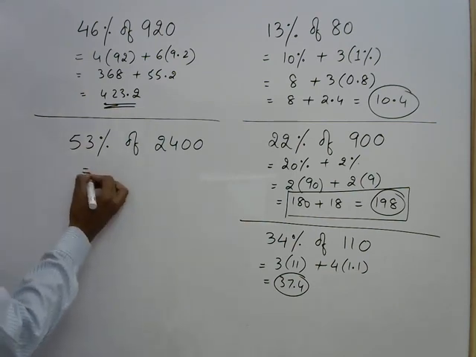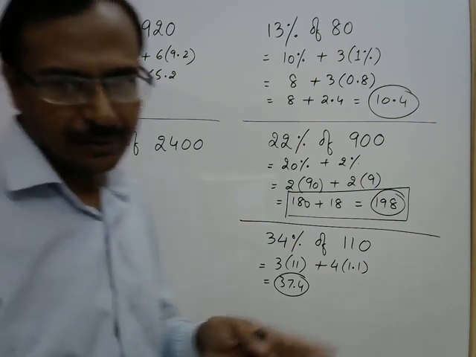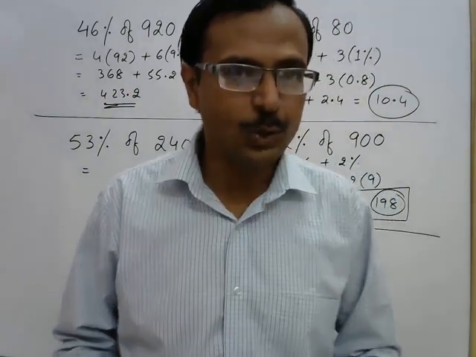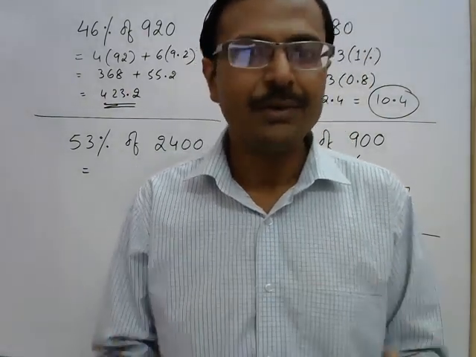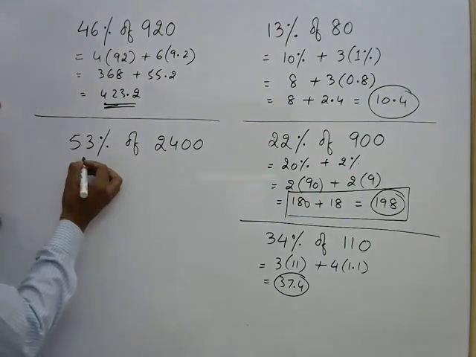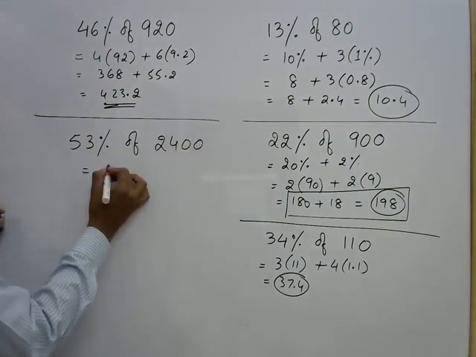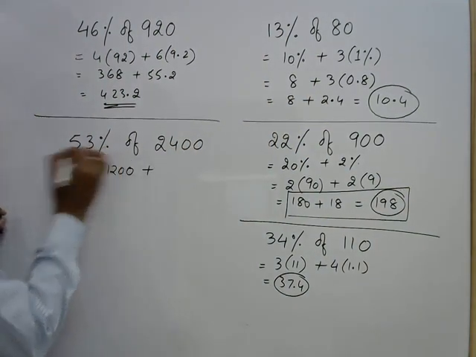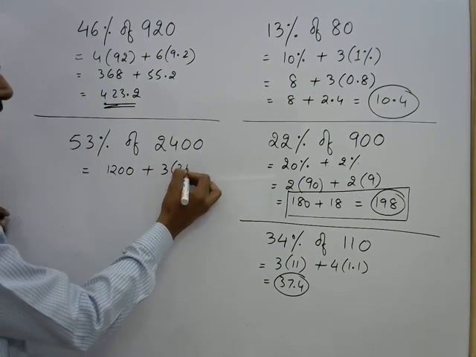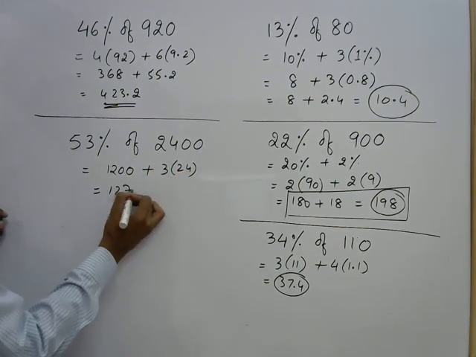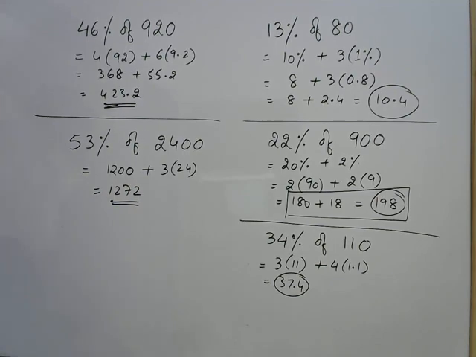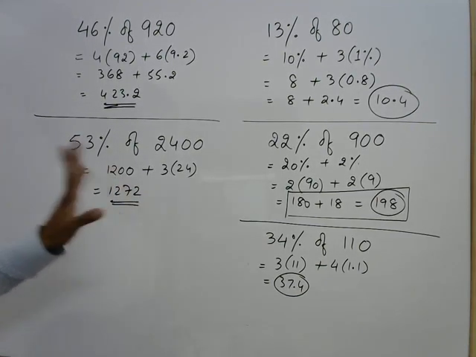Let's check. See, the percentages near to 50 can be much easier. Say 50% is half of this. This is 1200. And 3%, 3 into 24. So very easy, 1272 is the correct answer. So all percentages near to 50 you can calculate like this.